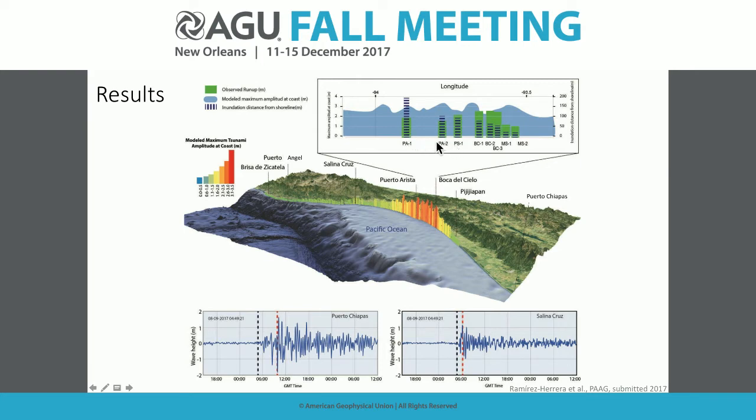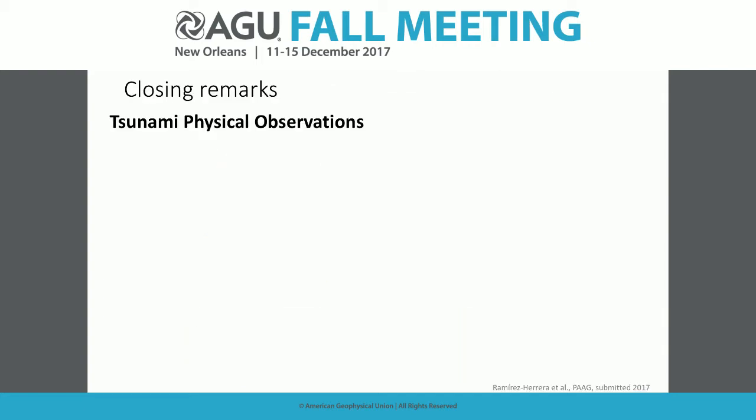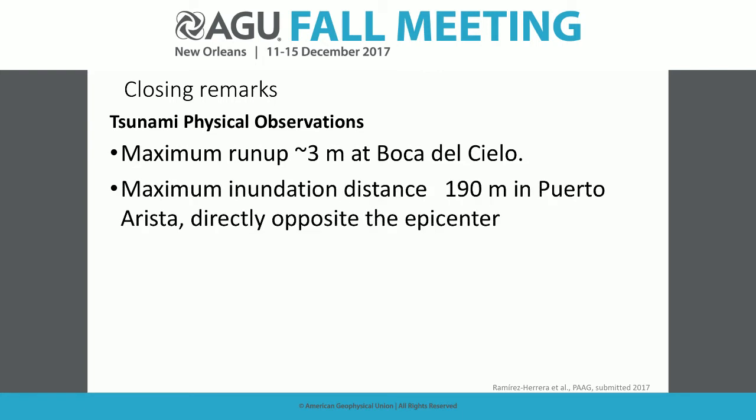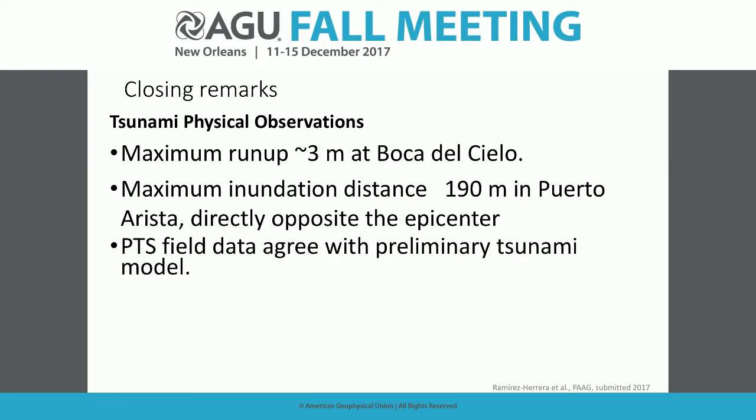Also, we measured the inundation distance. It wasn't that big, 200 meters, but this is important for us who are working with tsunami deposits and differentiating storm from tsunami deposits. So this is very helpful information. Just summarizing, we measured a maximum runoff of about 3 meters at Boca del Cielo. The maximum inundation distance was close to 200 meters, in that area close to the epicenter.